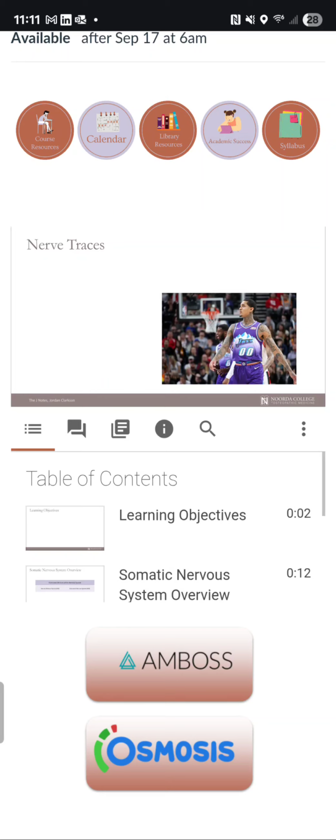And since we all live in Utah, I know we're huge Utah Jazz fans, so this first nerve trace is going to take place at a Jazz game. So while at a Jazz game, a friend puts a piece of ice on the back of your neck. You quickly brush it off with your right hand. So let's trace this nervous pathway that is occurring while you're watching the Jazz get a big win.